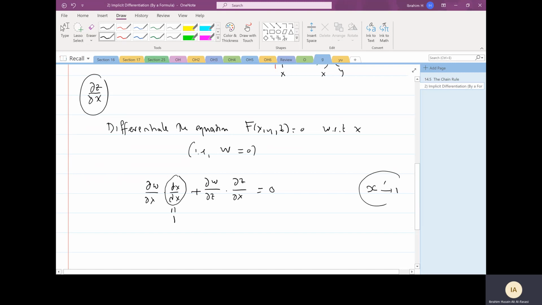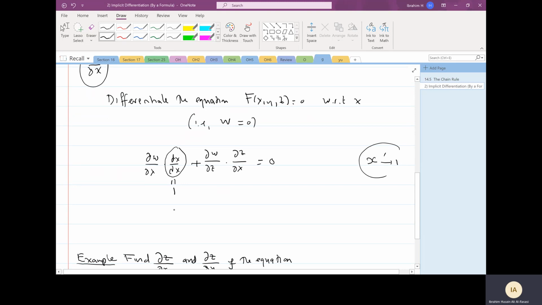Now solve for partial z partial x. So this implies the following: partial w partial z times partial z partial x equals minus partial w partial x. Divide by this one, since I need partial z partial x. So this implies partial z partial x equals minus partial w partial x over partial w partial z.